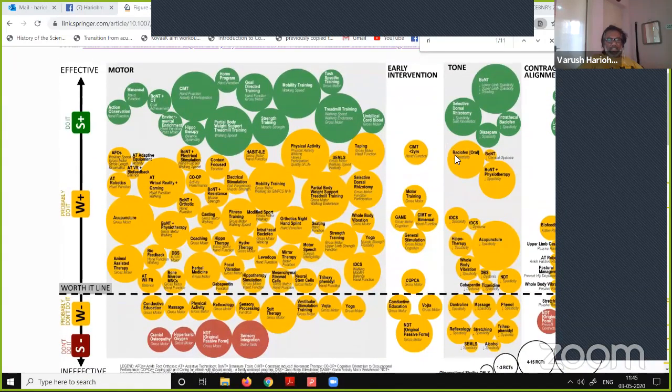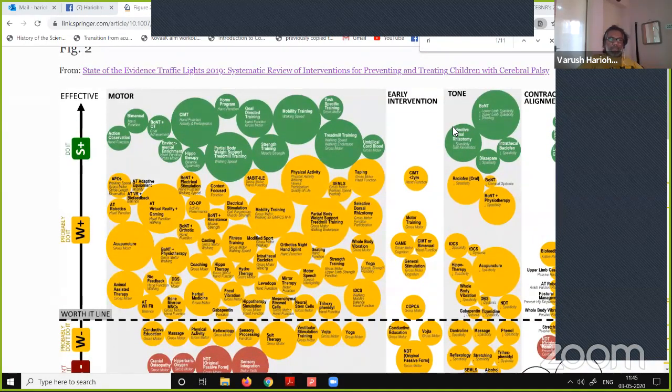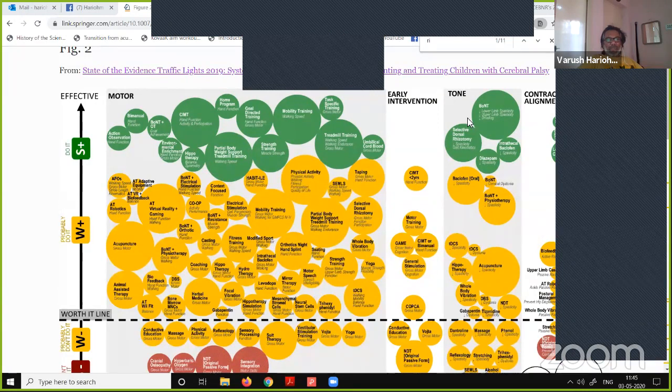Now, if you see in this, it says that it has green, but you need to remember it is for changing the tone. It is not saying that if you do diazepam or selective dorsal rhizotomy or something like that, it will make them walk or run or do things like that. What it tells you is that they will have a change in tone.